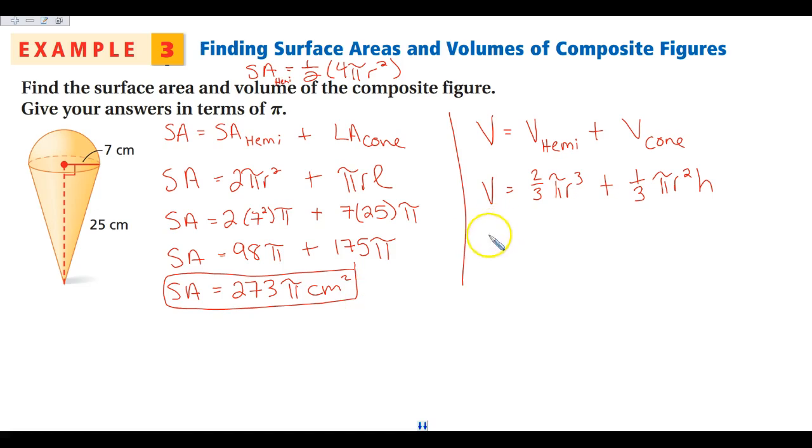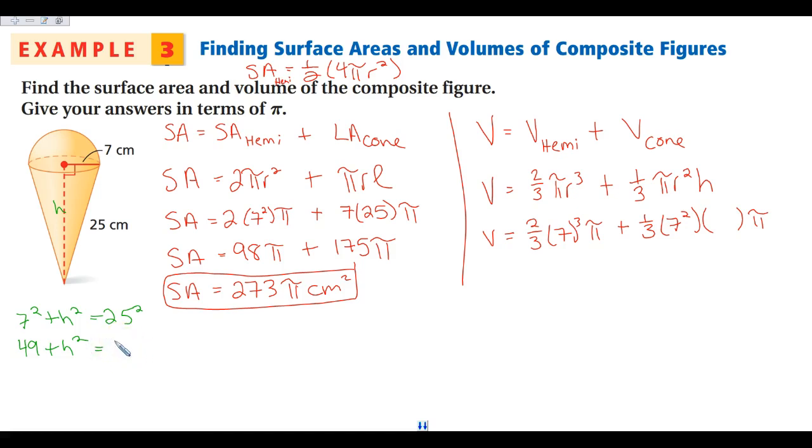Now, when we go to start kind of plugging things in here, okay, my radius is still 7, okay, for both the cone and the hemisphere. So I have 1/3 here, 7 squared, and then, okay, I don't have my height. So we need to come over here, realize that this is my height, and I need to do Pythagorean theorem. I'm going to do 7 squared plus h squared is equal to 25 squared. And again, this is where knowing some of your triples can make life a little bit easier. But this is going to be 49 plus h squared is equal to 625. When I subtract from both sides, I'm going to get 576.